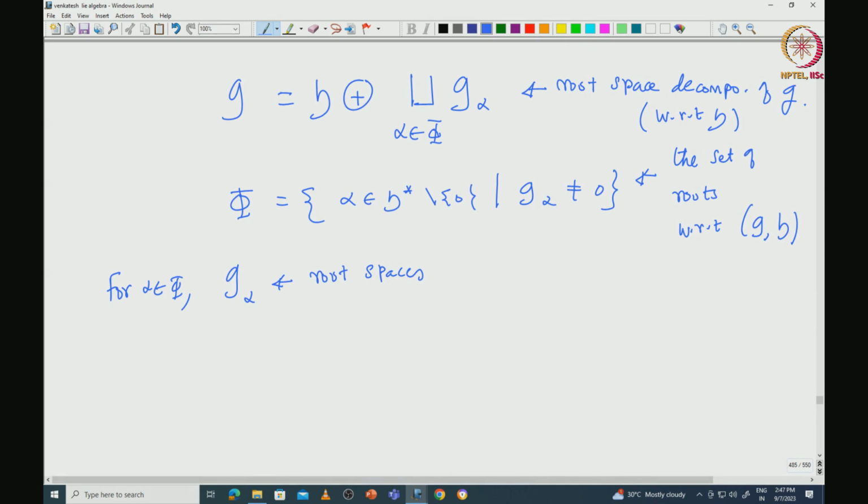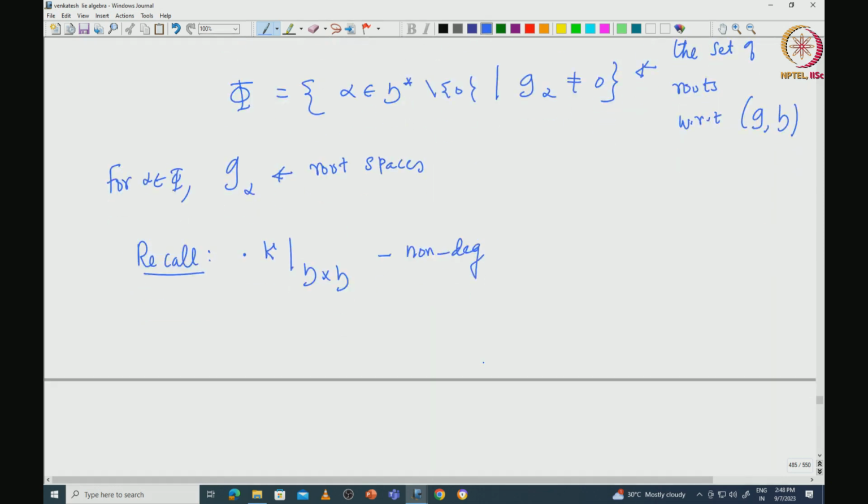Before moving forward, we will recall some of the facts that we have already proved. We have the Killing form that is defined on G. The Killing form on G is non-degenerate, and if you restrict it to this maximal toral subalgebra H, that is also non-degenerate. This is something we have already proved.